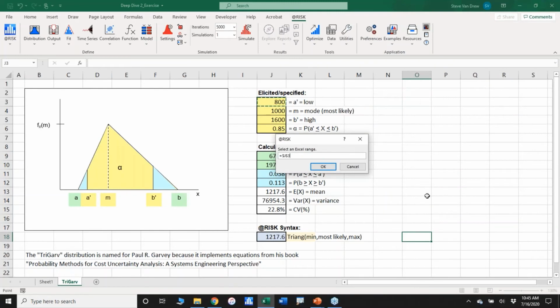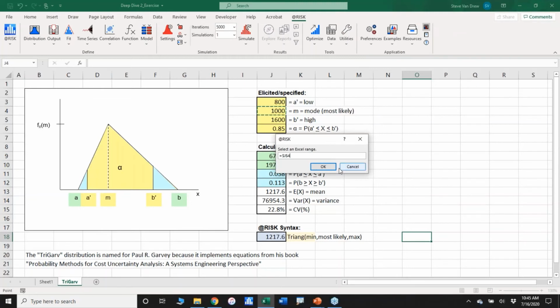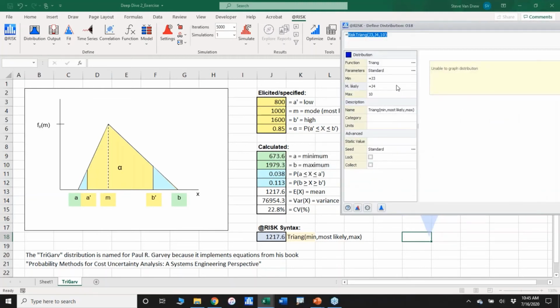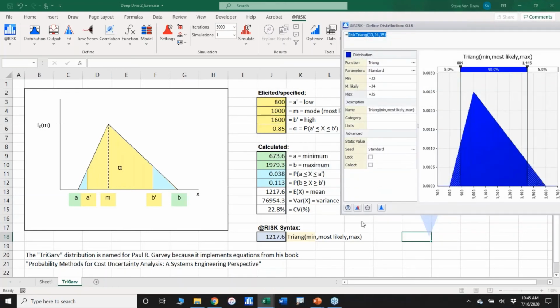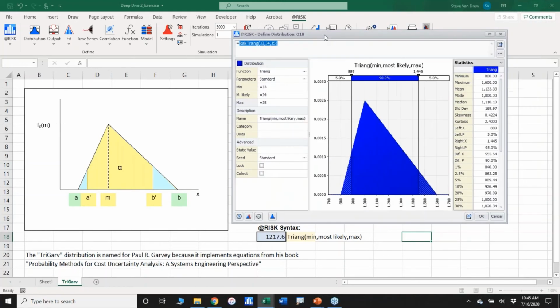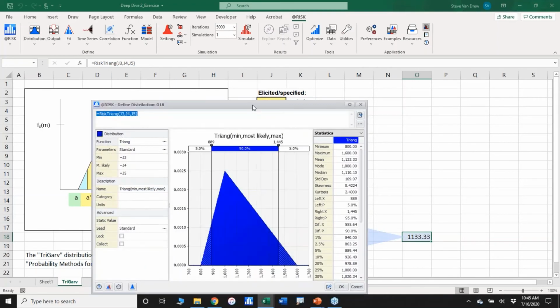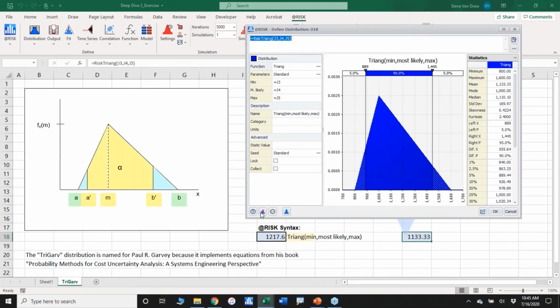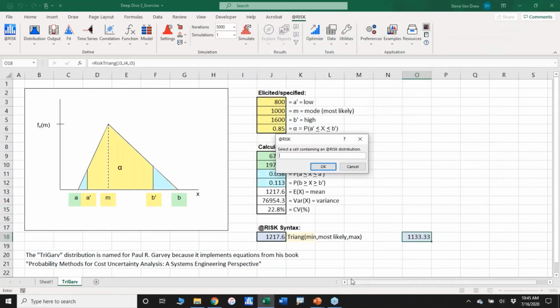Here's my minimum, originally was 800. My most likely originally was the 1,000. My maximum was the 1,600. So there's the straight triangular, and I've got it on the same sheet now. That's what @RISK didn't like before. And say okay. So the comparison between these, an overlay, here it was in blue as the original, and an overlay to the new version of this based on the TriGarv kind of approach is right there.